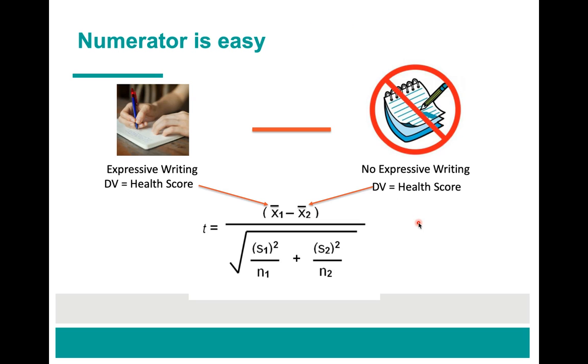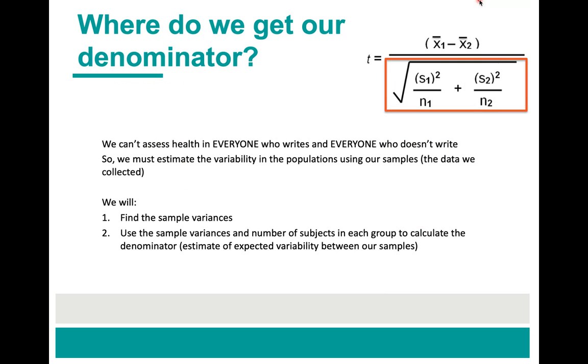The numerator's easy. We went out into the world and collected data on expressive writers and non-expressive writers. The numerator is the average health score of expressive writers minus the average health score of non-expressive writers. Easy peasy. The denominator takes a little bit more work. So let's break down what this formula means, and then we'll go look at the calculations.